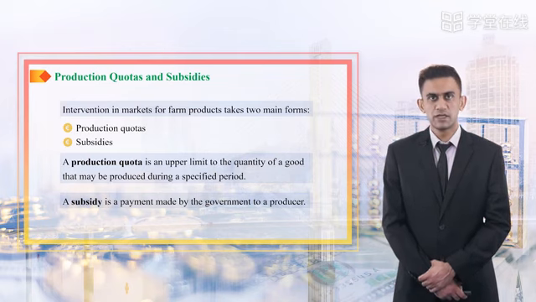Price floors that work a little bit like the minimum wage that you have already studied might be used, but as you have seen, this type of government action creates a surplus and is inefficient. The same conclusion applies to the effects of a price floor for farm products. Governments often use two other methods of intervention in the markets for farm products. The first one is production quotas and the second one is subsidies.